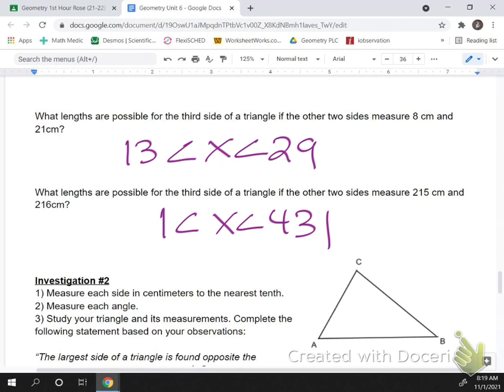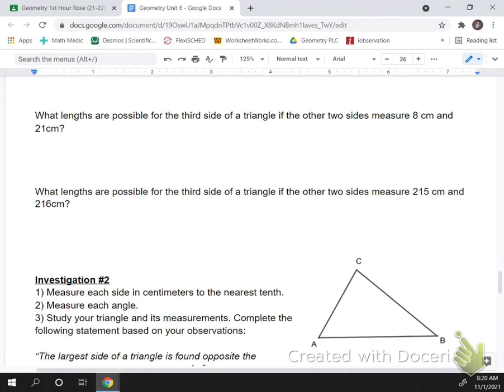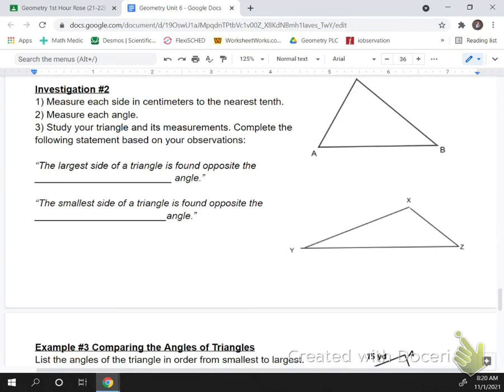All right, let's look at investigation 2. Investigation 2, I've got some triangles drawn here for us. We need to measure each side in centimeters. We need to measure each angle. Then we're going to look at the relationships and complete these statements below. Let's just start by measuring the first one, ABC. So you're going to measure with centimeters. I'll get the protractors. Ready, set, go.